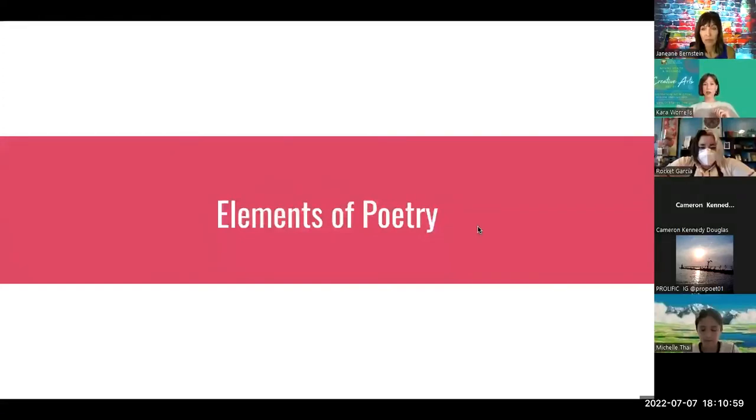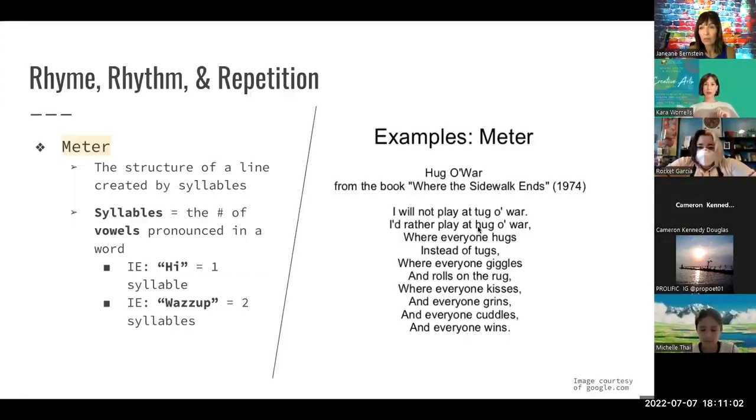So now we're going to go into the elements of poetry. These are the building blocks, and we're going to focus on rhyme, rhythm, and repetition. Rhyme and rhythm are built by what is called meter.